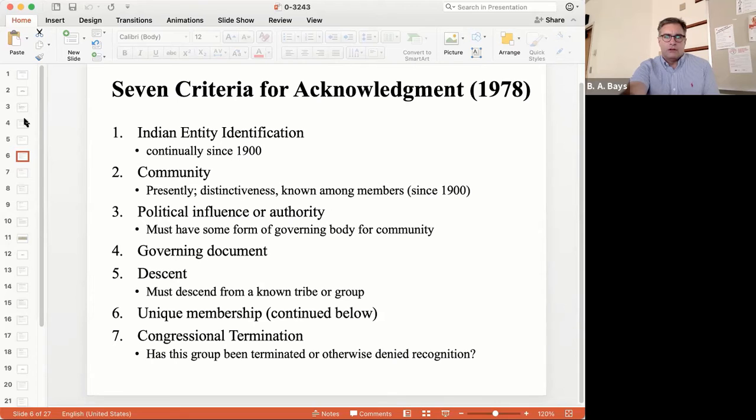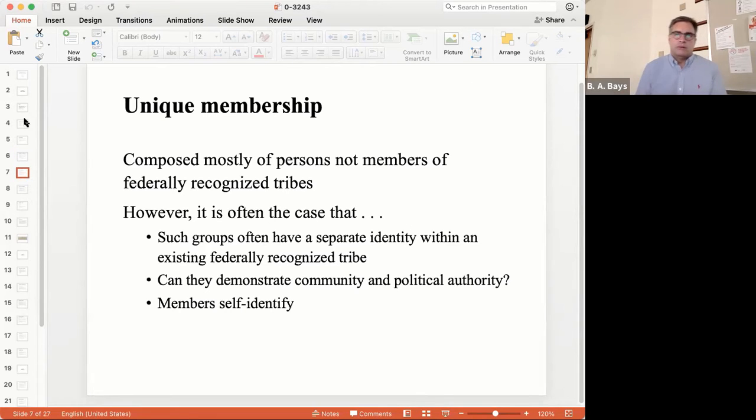But let's look at number 6, the unique membership category. What is required here is that the group has to be, or the membership has to be composed mostly of persons who are not members of an existing federally recognized tribe.